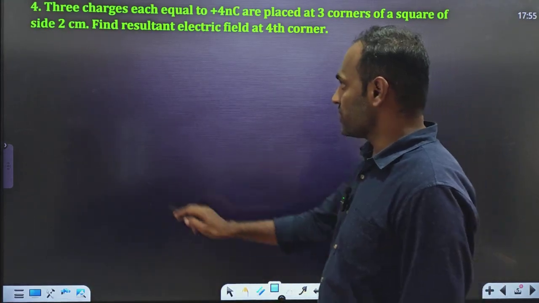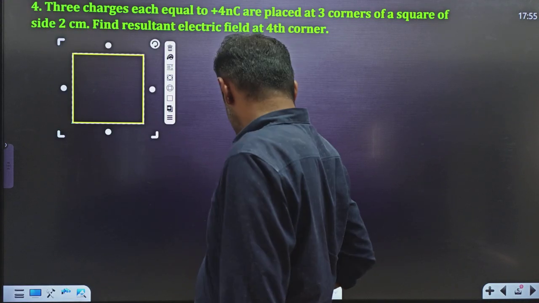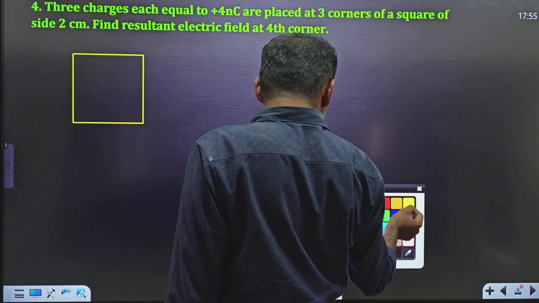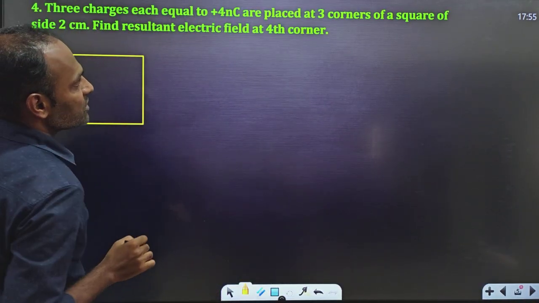So let us draw the square first. Okay, this is the square, right? This is the square, and at the corners of the square, plus 4 nanocoulomb charges are placed.